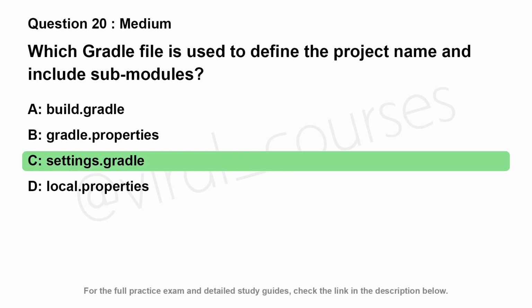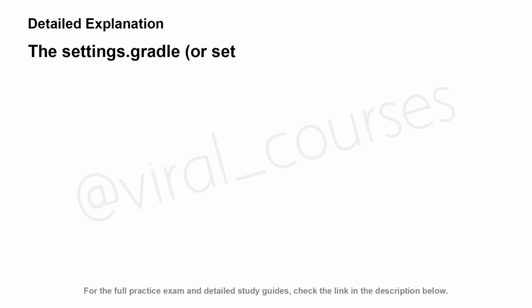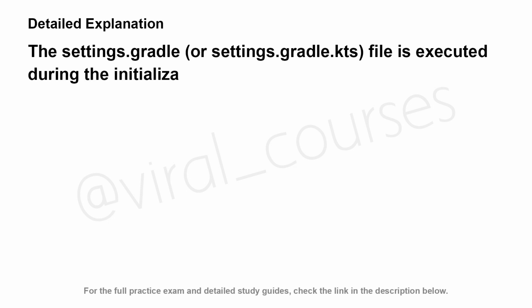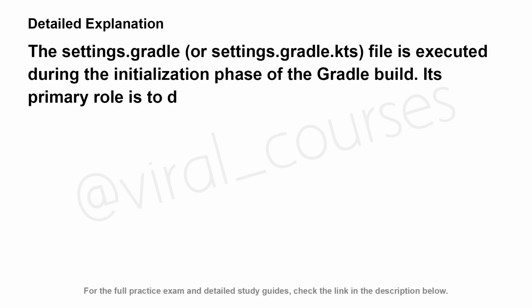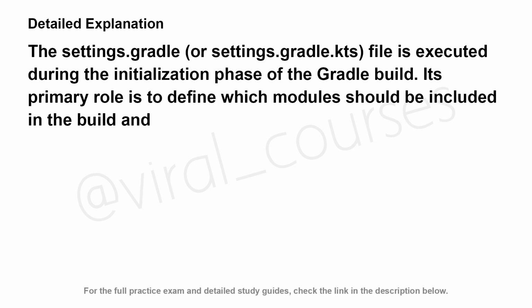The correct answer is C. The settings.gradle or settings.gradle.kts file is executed during the initialization phase of the Gradle build. Its primary role is to define which modules should be included in the build and to set the root project name.